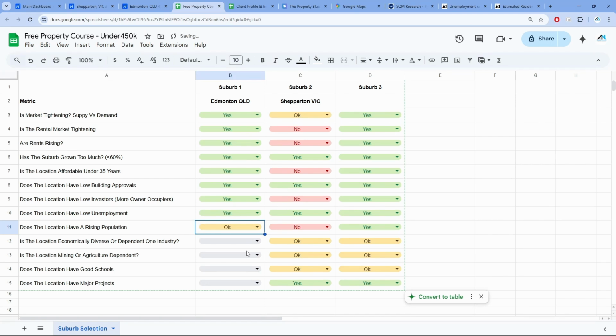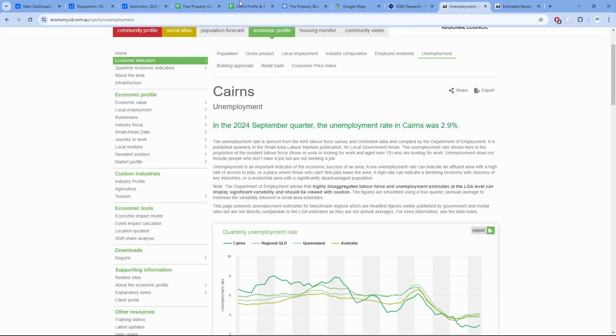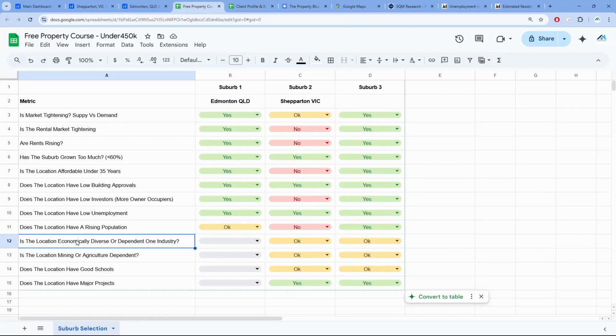The reason we want a rising population is because we want there to be more demand in the area. If there's an increase in demand and lack of supply, we will have house price growth. It's as simple as that. Simple economics. The next one we want to look at is, is the location economically diverse or dependent on one industry? We have to do research for this. And the reason we want that is because we want to make sure that the location is not hinged on one industry.